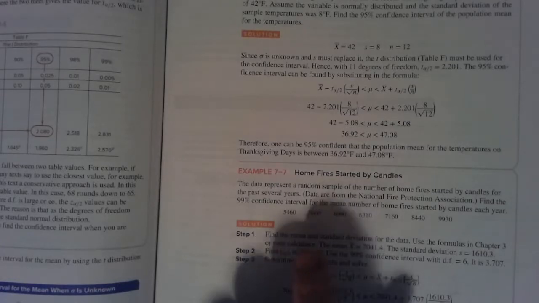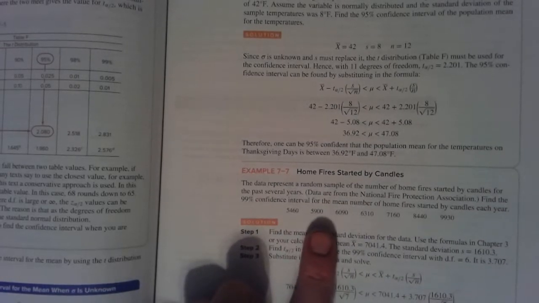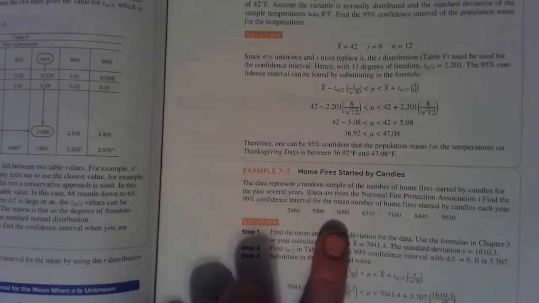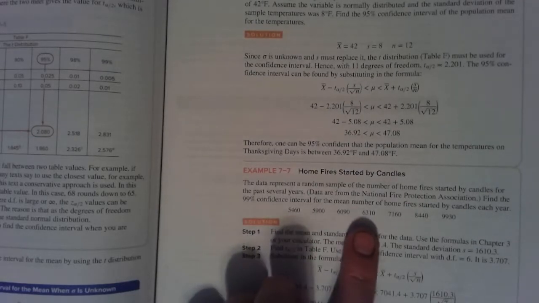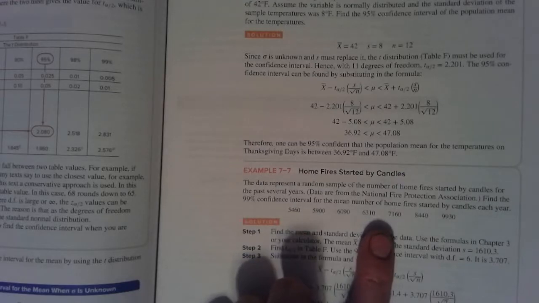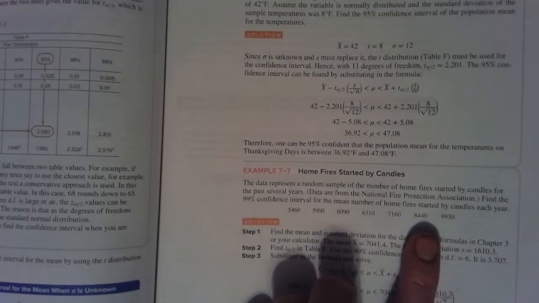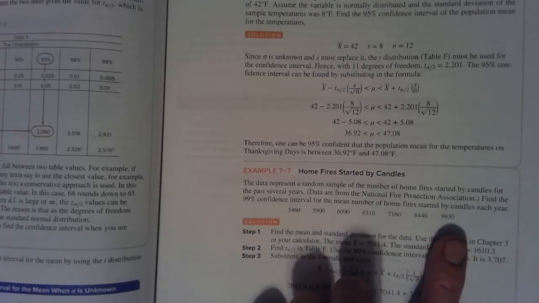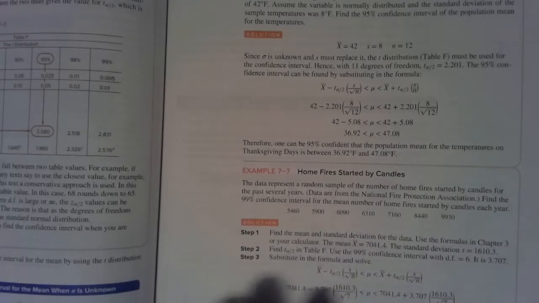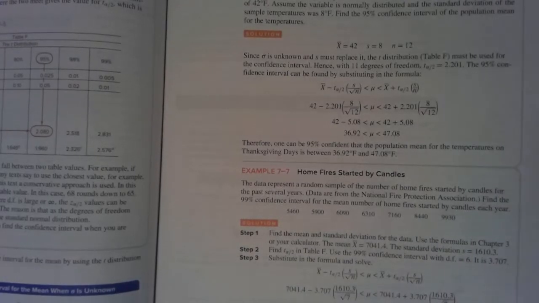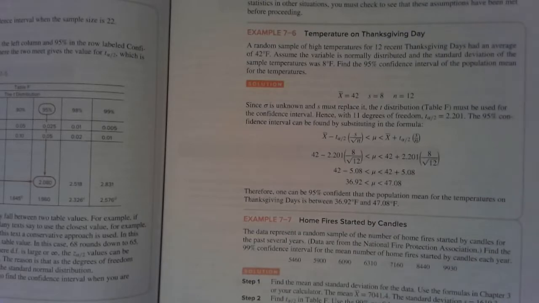And so the data are 5,460, 5,900, 6,090, 6,310, 7,160, 8,440, and then 9,930. Okay, so let's hide that. Okay, let's go to the solution.